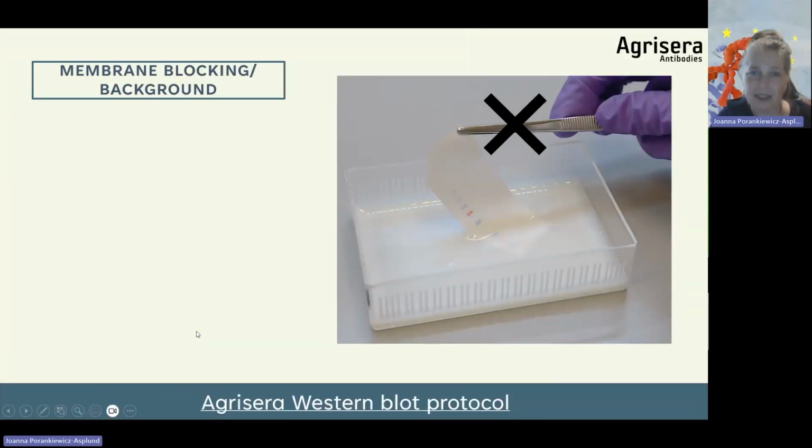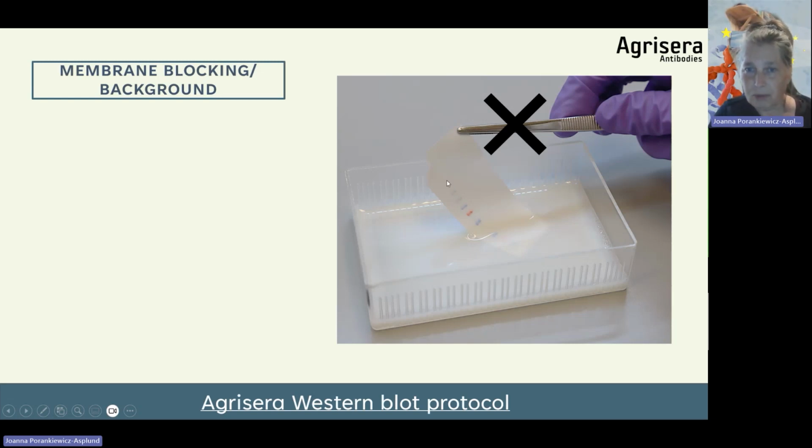And now we're jumping into the procedure. So first, the next step after gel electrophoresis and transfer of your protein to the membrane, using the transfer, which is wet or semi-dry. You have been separating a complex mix on a gel and then transferring it to the membrane.